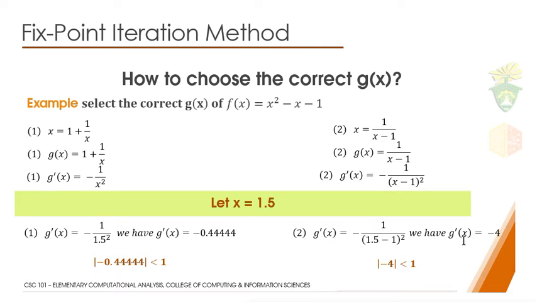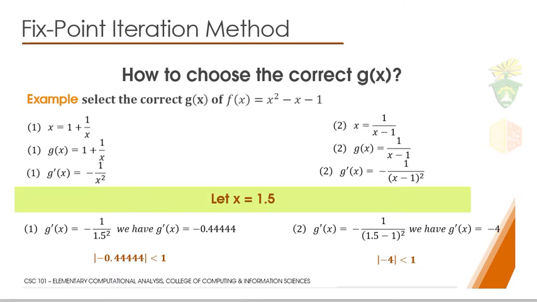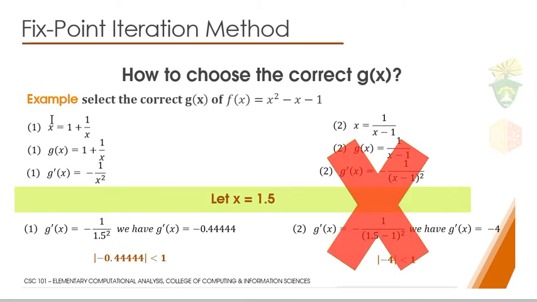Diba? Dili kani. Again, absolute value ang atong kinahanglan. So, regardless sa sign, ang atong less than 1. So, this one is lesser than 1. This one is not. So, in conclusion, kaning equation 1 ang sakto nga g of x. Okay. Now, para masabtan pa ninyo ang fixed point, let's try to solve them.